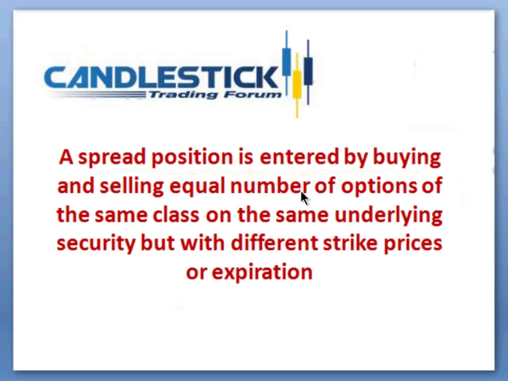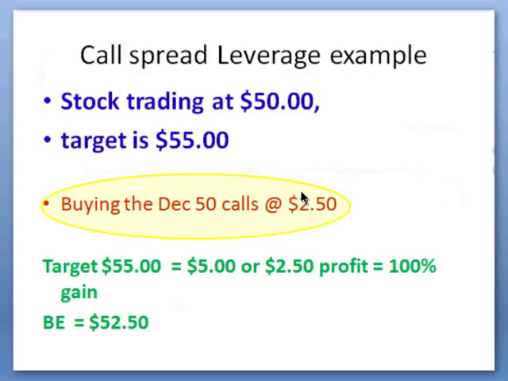And the reason for that is the leverage. If we've got a stock that's trading at 50 and our target is 55, let's say we're buying the 50 calls for $2.50. Well, if it hits our target, that $2.50 has gone to $5, so you've made $2.50 profit on that trade. And just to break even, if that stock was trading at 50, the stock had to go to 52.50 just to get your $250 back, the premium you paid for that option.